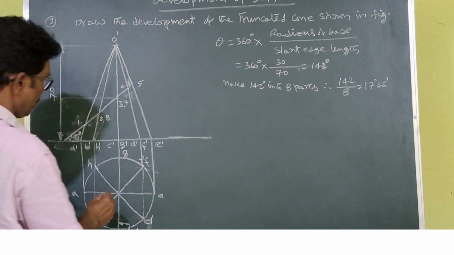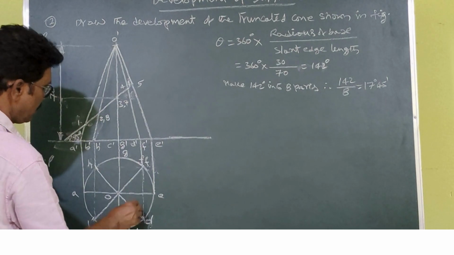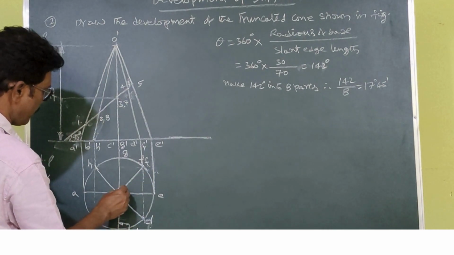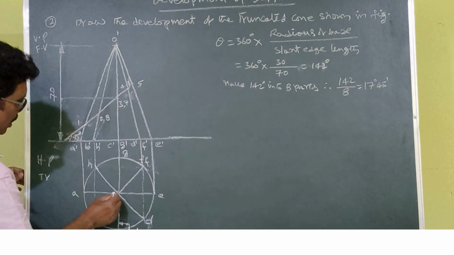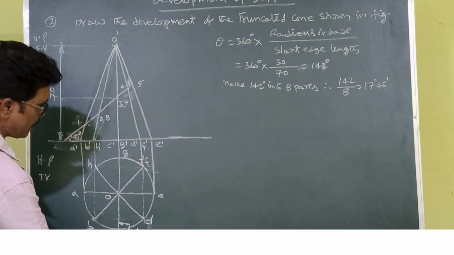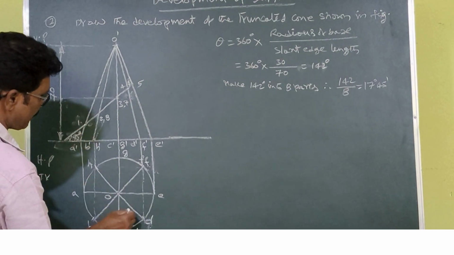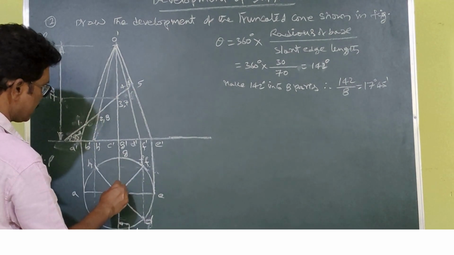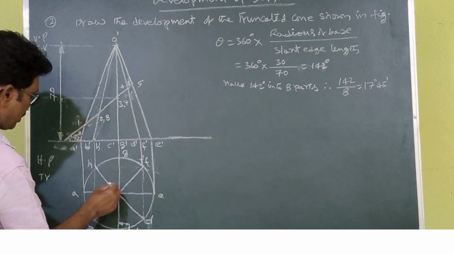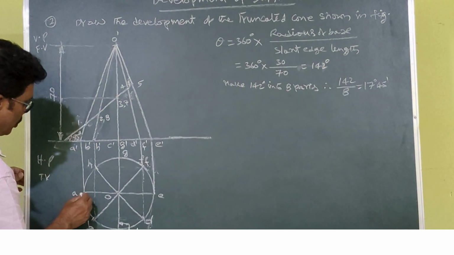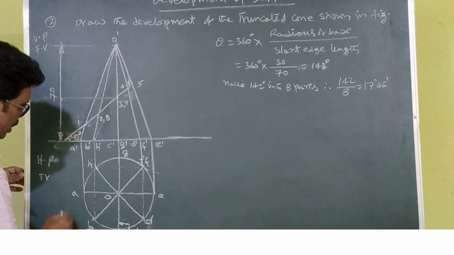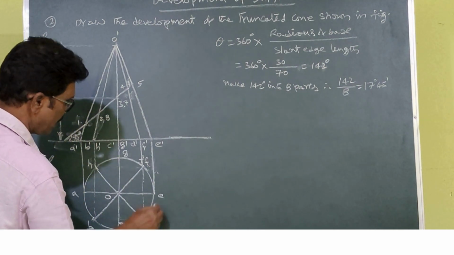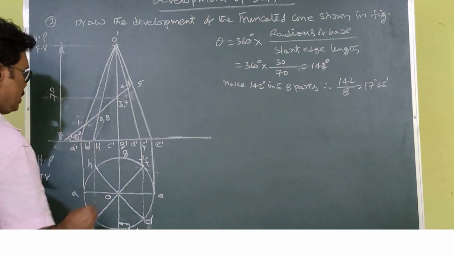So first you have to develop the base. That base I made 8 parts. The base diameter is given, equal to 60 mm. With the 60 mm diameter, 30 as a radius, I have drawn the circle base. This circle is made into 8 parts, and I gave the names A, B, C, D, E, F, G, H.